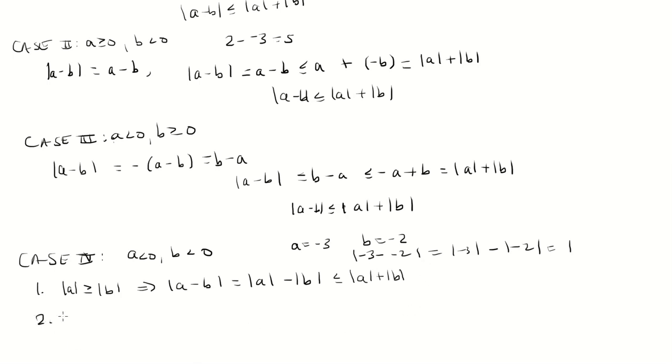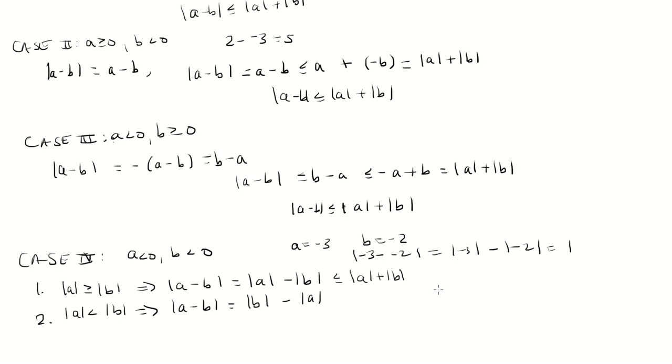The other case is if the absolute value of a is less than the absolute value of b, then that means that the absolute value of a minus b equals the absolute value of b minus the absolute value of a, and that's because a minus b is less than 0.